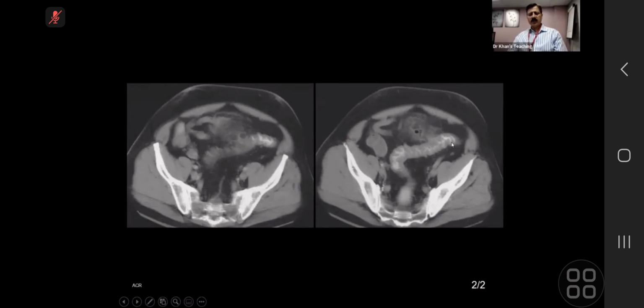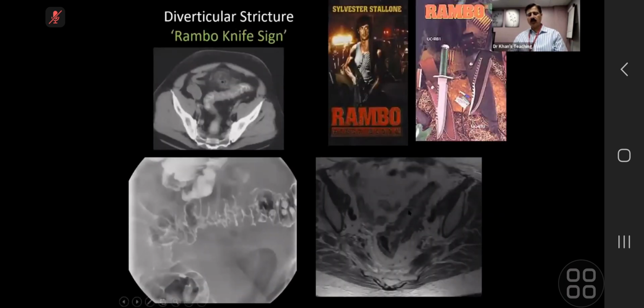Now, the point is that this kind of appearance you might not find in each and every case, and in diverticular stricture, many a time in the real world we are worried. We will just say that it is thickened, and we might ask for a colonoscopy, etc. The problem with colonoscopy is that many of these strictures are so tight that they might not be able to go through it.